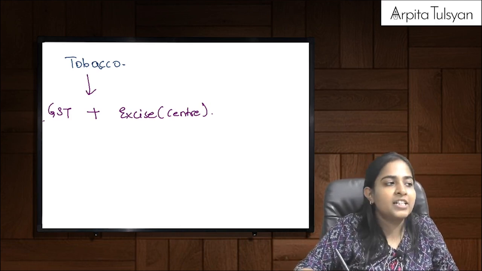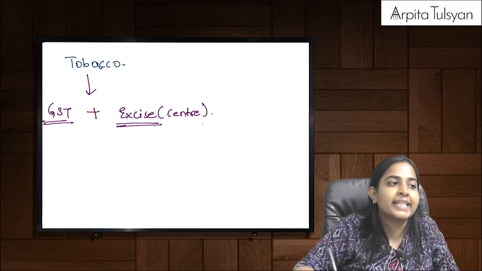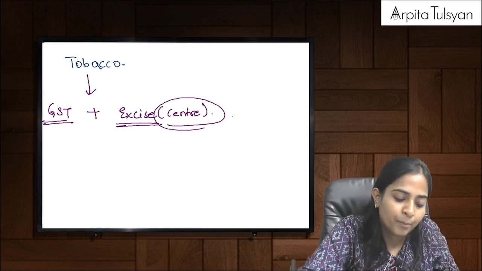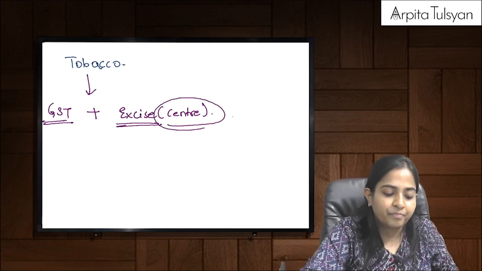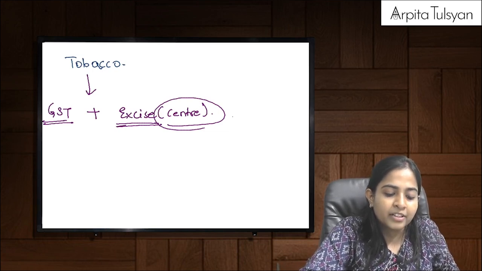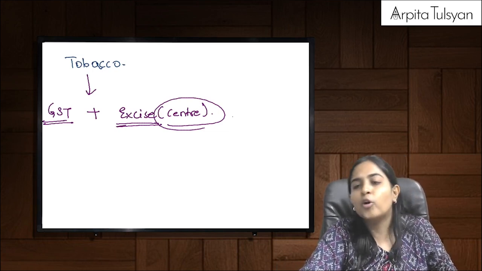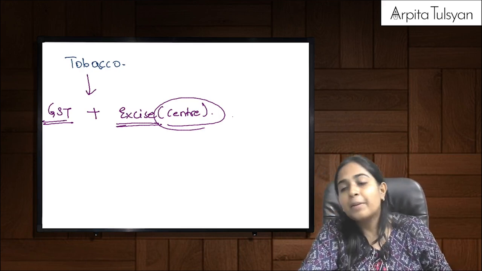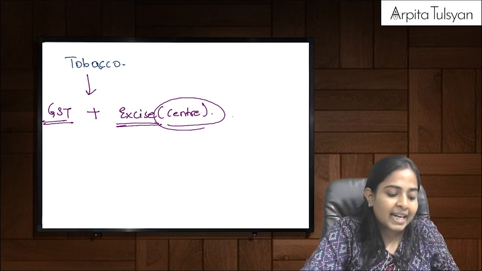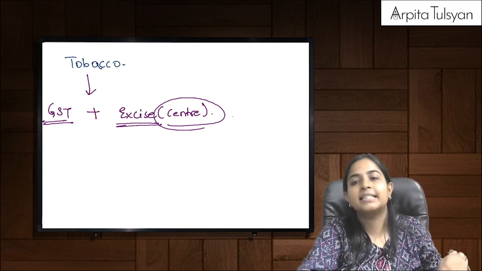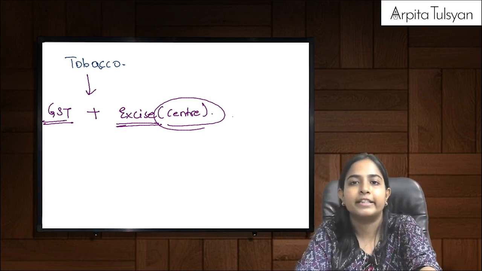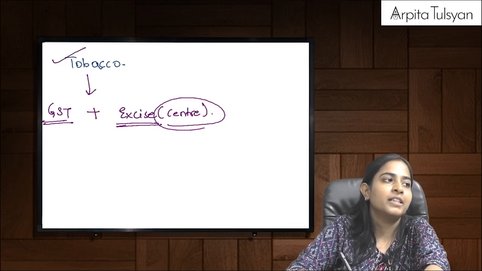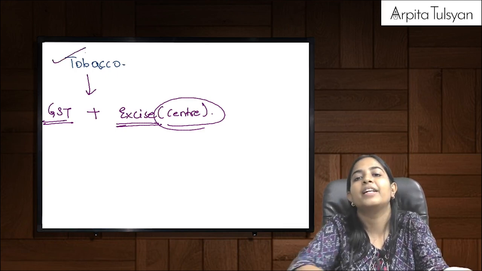So they say that GST will also be applicable and excise will also be applicable, which will be imposed by the center. Are you clear with this? So if tobacco or tobacco products are manufactured in India, at that time excise duty will be levied by the center, and at the time of sale, even GST will be applicable on it. Are you clear with this? So this is double punishment, right?